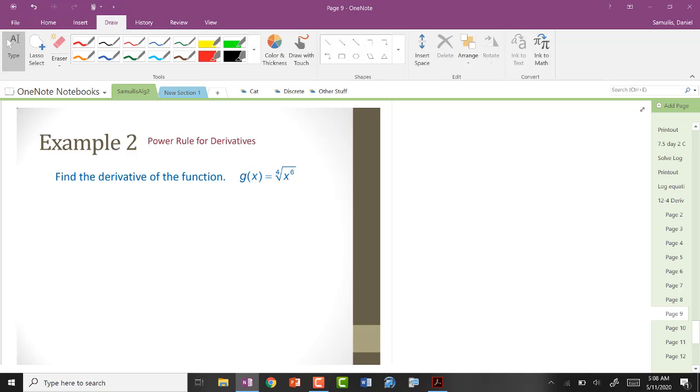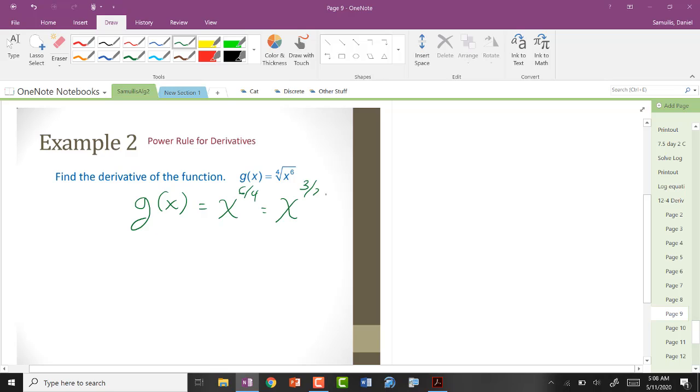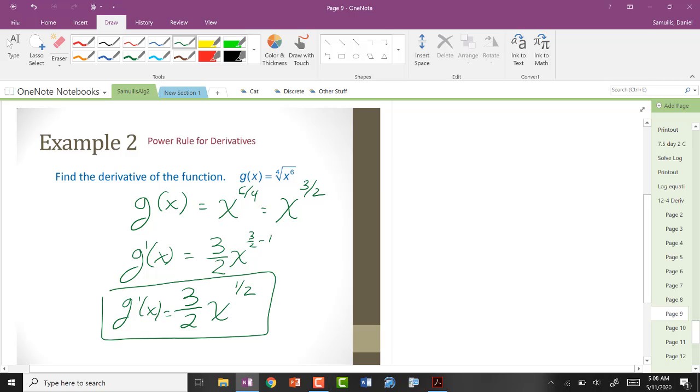Okay, so this would be another way. It'd be a little tricky in order to use the formula, but we are taking the function g of x. You're going to want to convert that to exponential form. So that would be x to the 6/4, or that's the same thing as x to the 3/2. All right, we're finding our derivative. So I'm going to drop the exponent 3/2 to the front and take 3/2 minus 1. So my derivative is 3/2 x to the 1/2. That is the derivative. That's it.